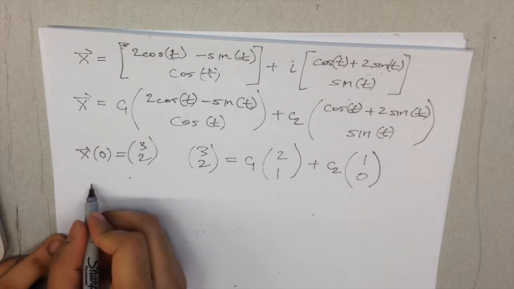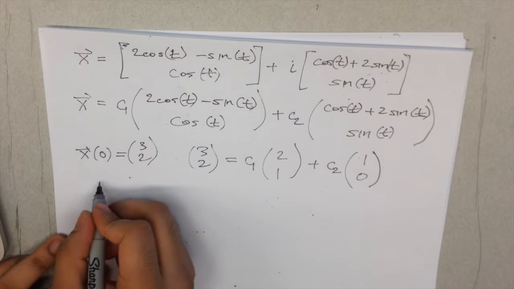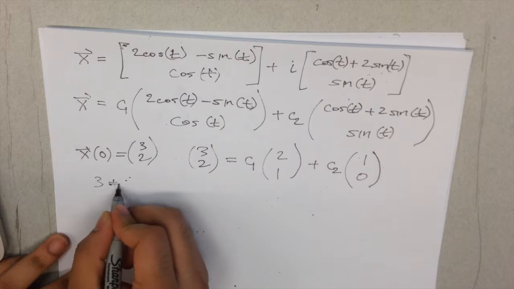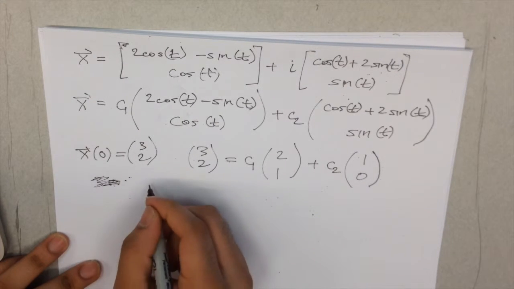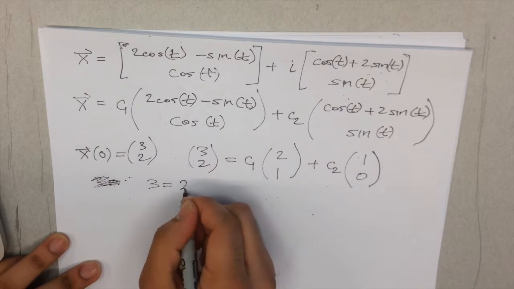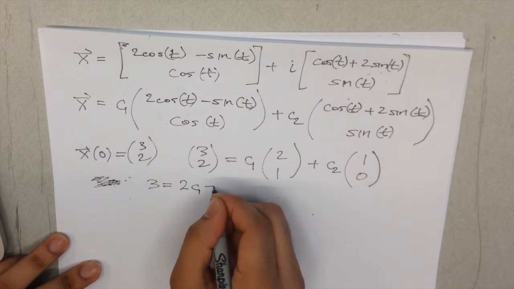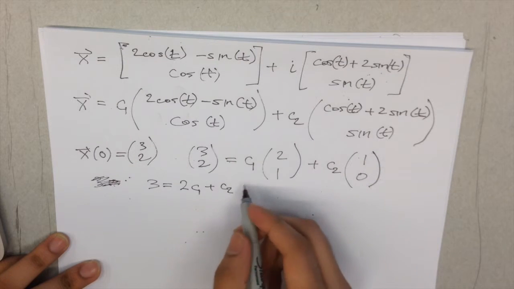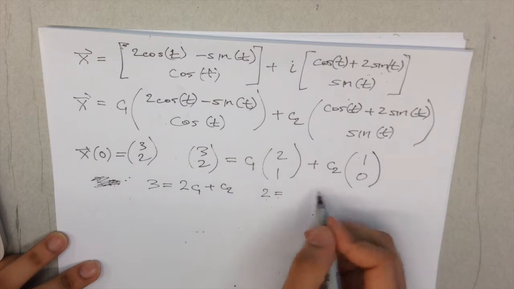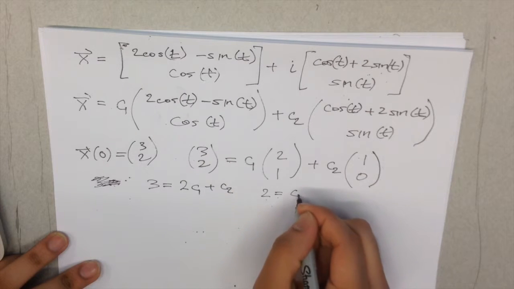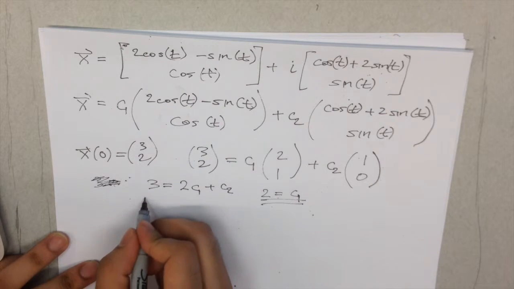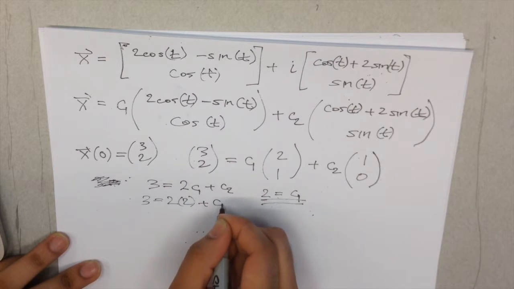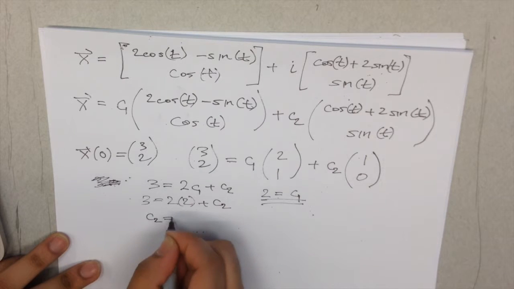So what I will do is I get two equations. I get 3 is equal to 2 C1 plus C2 for the first entry, and then for the second entry we get 2 is equal to C1. So awesome, we got our first answer. Then we plug into this equation, we get 2 times 2 plus C2, so C2 will give us -1.